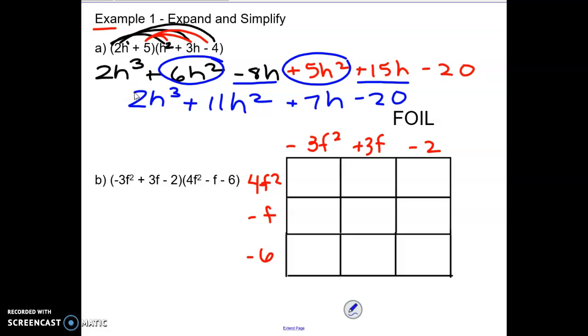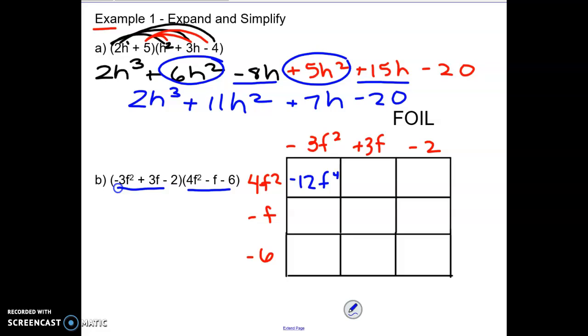Okay, so for part B, we're going to try the box method. So just make sure when you set up your box, it's a 3 by 3 box. And then the two polynomials that were given would go on the outsides of the box. From here, we're just going to find the area of each box on the inside. So first, we have negative 3f squared times 4f squared. So negative 3 times 4 is negative 12. And f squared times f squared would be f to the power of 4. Because remember that when you're multiplying, yes, you add the exponents.